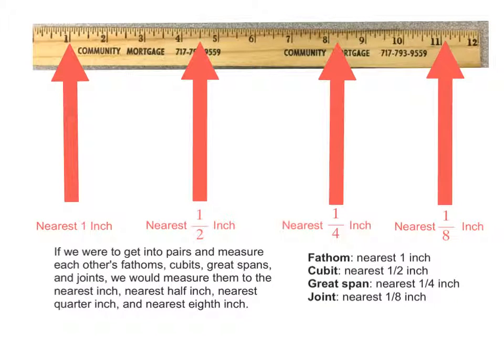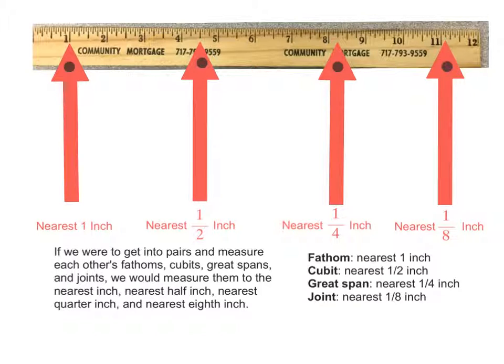I've included a ruler just as a point of reference, so please look at the first arrow that points to the nearest inch. Then look at the next arrow that points to the nearest half inch. The next arrow points to the nearest quarter inch, and the last arrow points to the nearest eighth inch. As you can see, it gets more specific the smaller the inch tick marks become.